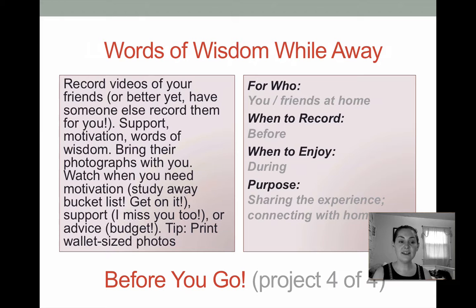Words of wisdom while away: record videos, or better yet, have someone else record them for you, of support, motivation, etc. And then I think one of these I suggested was wallet-size photos. You can bring those wallet-size photos with you while you're studying away, and then when you need it, pull out that motivation. So here are some suggestions. Motivation, like study away bucket list, get on it, right? Like do the thing that you said you're going to do. Support, like I miss you too. Or advice, like budget, anything. Yeah, and then the tip, here it is: print wallet-size photos.